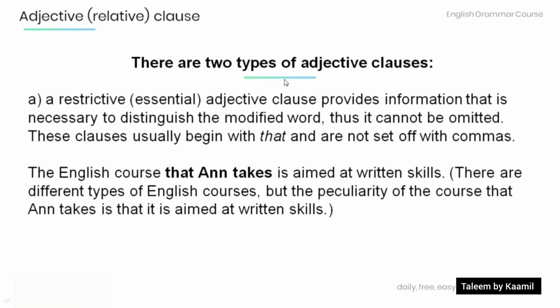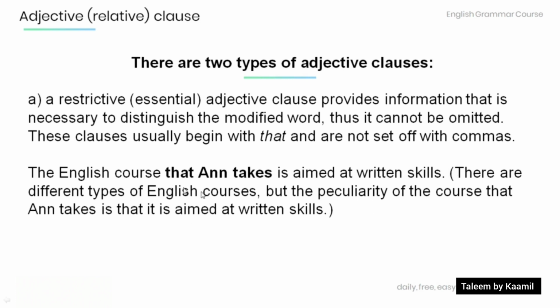Now, there are two types of adjective clauses. Let's have a look at those types. A. A restrictive or essential adjective clause. Now, a restrictive or essential adjective clause provides information that is necessary to distinguish the modified word. Thus, it cannot be omitted. Now, these clauses usually begin with that and are not set off with commas. Have a look at the example over here.